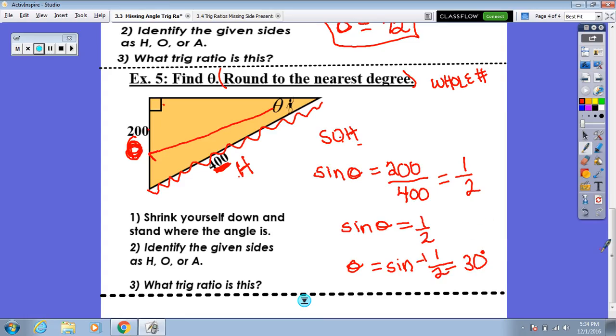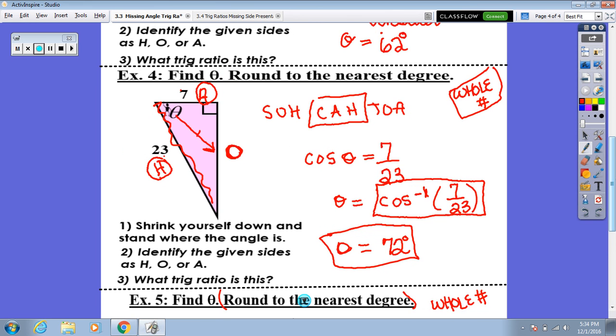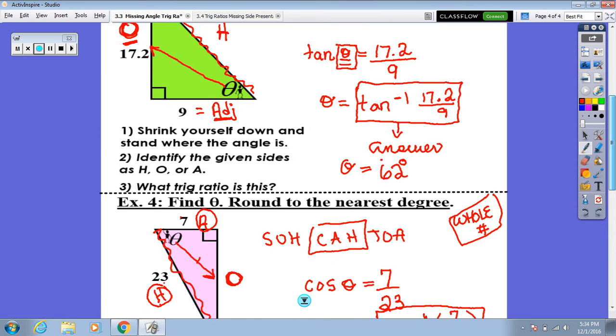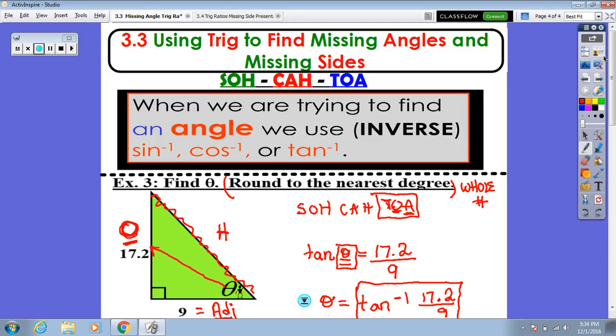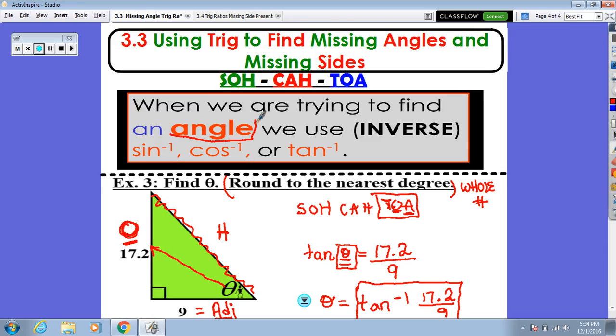Okay, so we've just concluded our next lesson, which is where we use our trig functions to solve for a missing angle. Notice that when we're solving for an angle, that is when we use inverses. So tomorrow's lesson we'll be solving for a missing side.